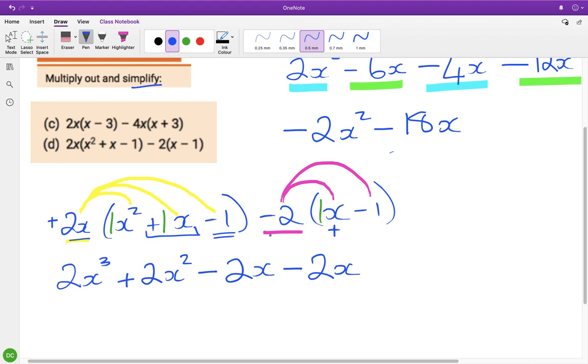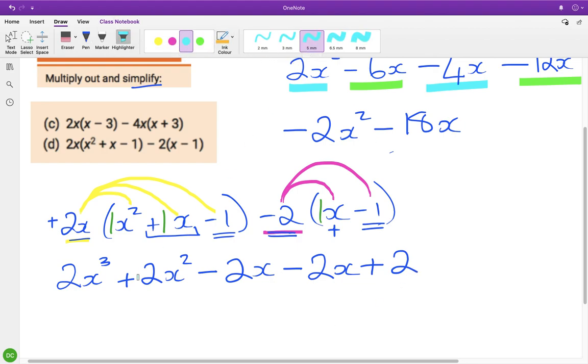The next multiplication then will be this, the minus 2 with the minus 1. So 2 minuses, signs are the same, so the answer will be plus. 2 times 1 is 2. We've no letter with the 2, we've no letter with the 1, which means we've no letter with the answer.